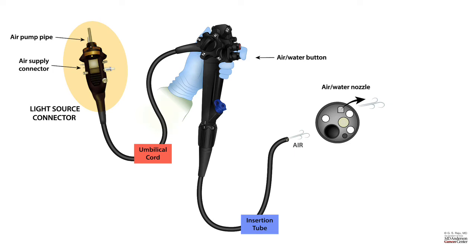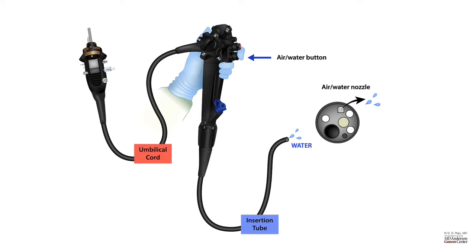If you press down on the air-water button, small amounts of water comes out, and this is used to clean the lens. And where does this water come from? Again, close to the light source connector, there is a water supply connector, and that's where the water comes from. And we will trace the channels that take air and water along the umbilical cord and insertion tube.